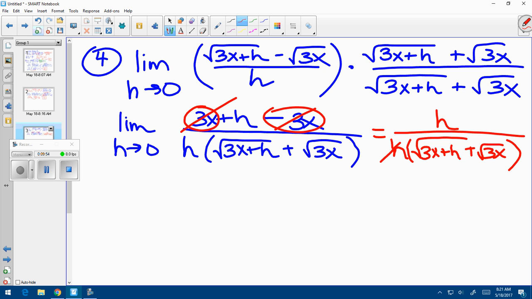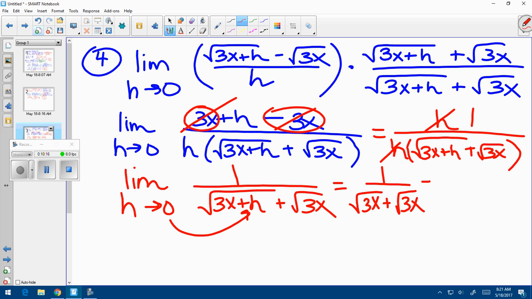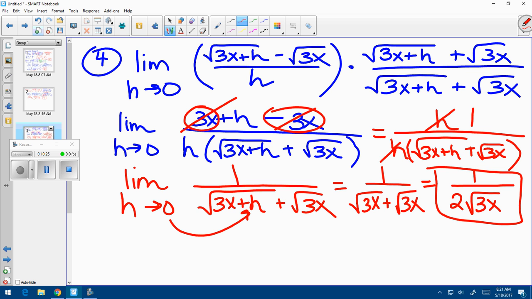When I cancel those h's from top to bottom, we can now take the limit as h goes to 0 of 1 over radical 3x plus h plus radical 3x. And again, when you plug in 0 for that h, the bottom is now radical 3x plus another radical 3x. And if I have radical 3x plus radical 3x, that's 2 radical 3x's. And that's the answer. Like I said in the beginning, you're going to get something left in terms of x.